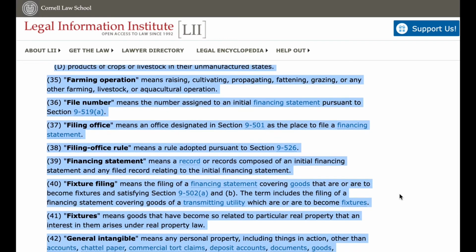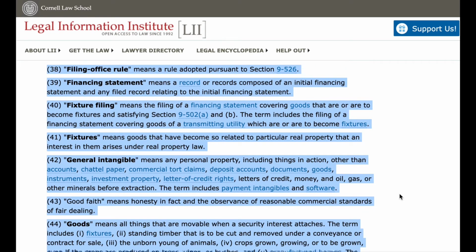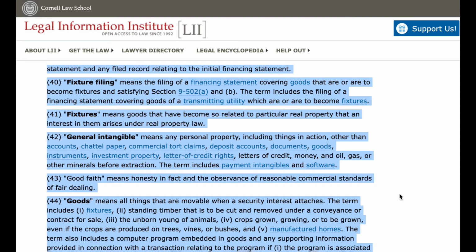39. Financing statement means a record or records composed of an initial financing statement and any filed record relating to the initial financing statement. 40. Fixture filing means the filing of a financing statement covering goods that are or are to become fixtures and satisfying Section 9502A and B. The term includes the filing of a financing statement covering goods of a transmitting utility which are or are to become fixtures. 41. Fixtures means goods that have become so related to particular real property that an interest in them arises under real property law.